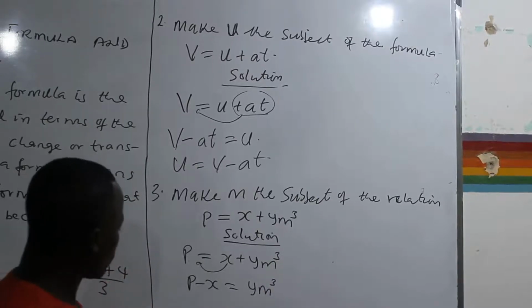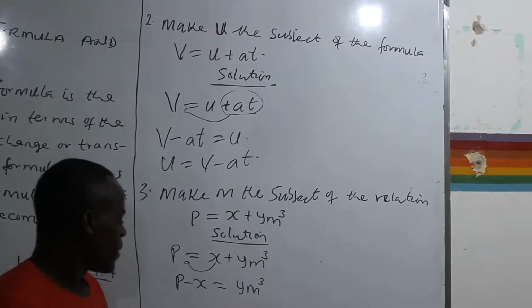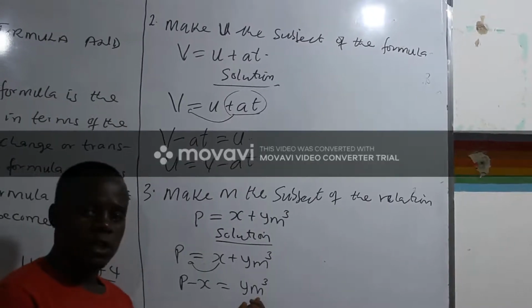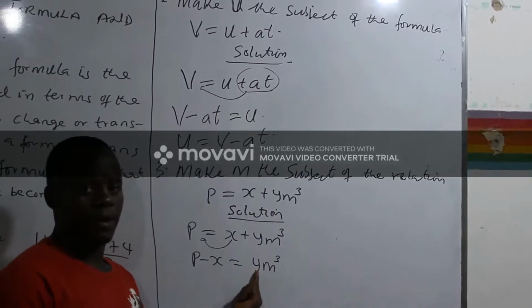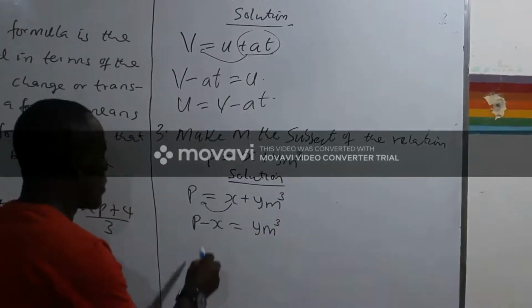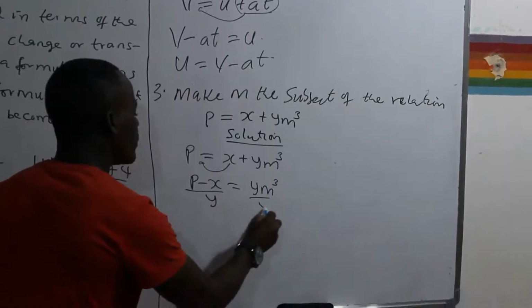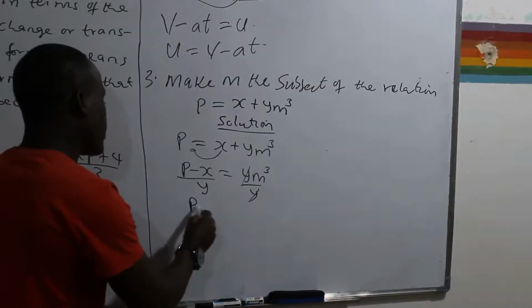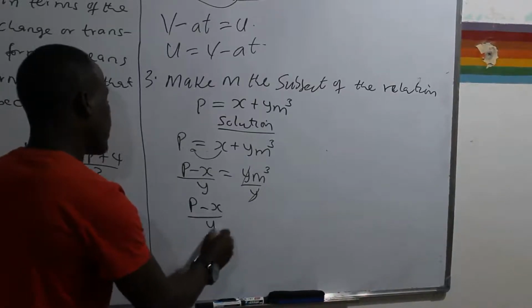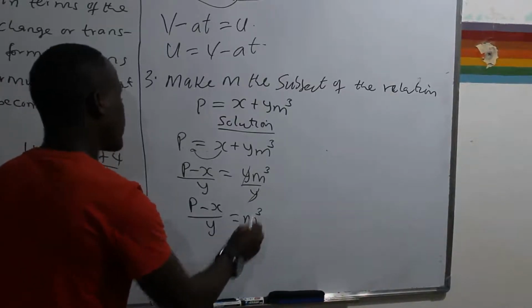Right? So now, looking at them, this M is what we are considering. So we have to divide both sides by this Y. If we divide this by Y and this by Y, this will take away this, and then we have P minus X all over Y equals M cube.